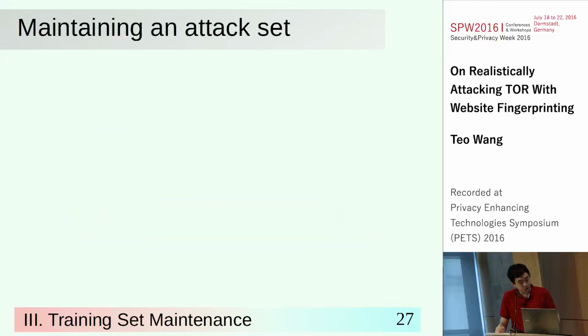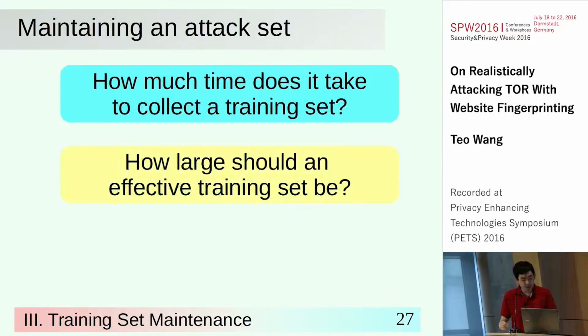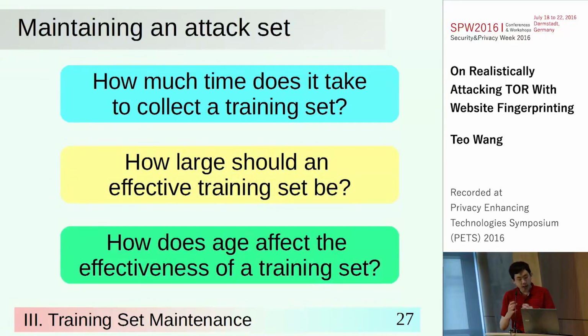So that's part 2. Now we go on to part 3, the final part, maintaining a training set. Maintaining a training set is a bit of a trade-off issue, because if a training set gets very old, then it's not going to be very effective anymore. So there are really 3 problems that we want to answer here. First of all, how much time does it take to collect a training set? Second, how large should an effective training set be? A larger training set would, of course, have more data for the classifier to leverage. And third, how does age affect the effectiveness of a training set?